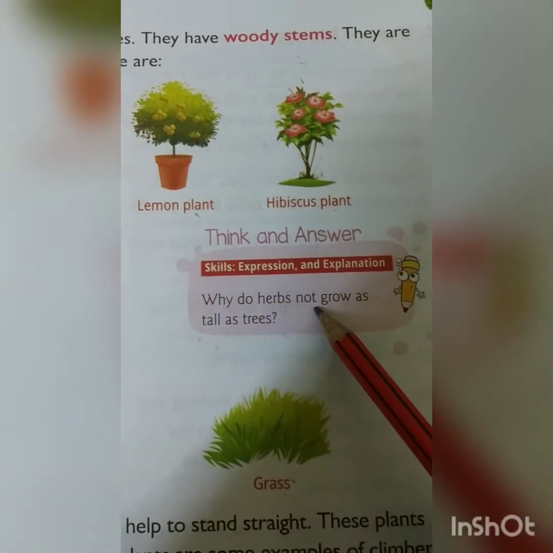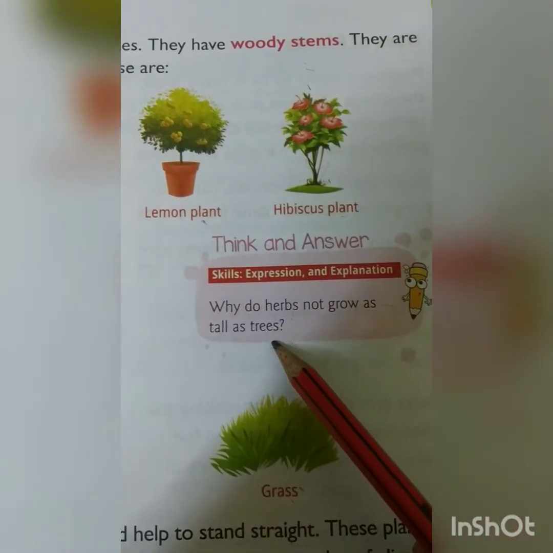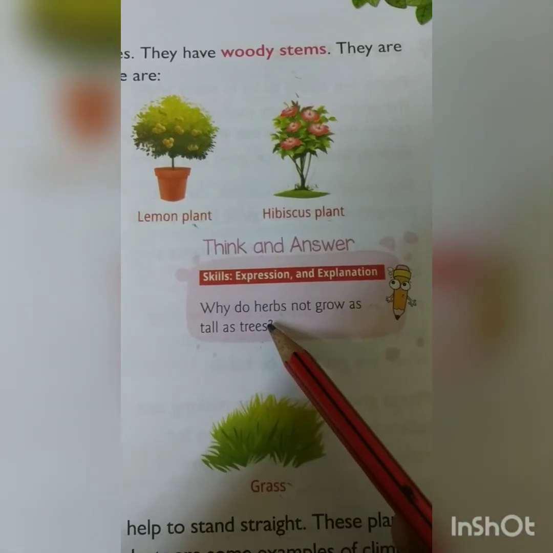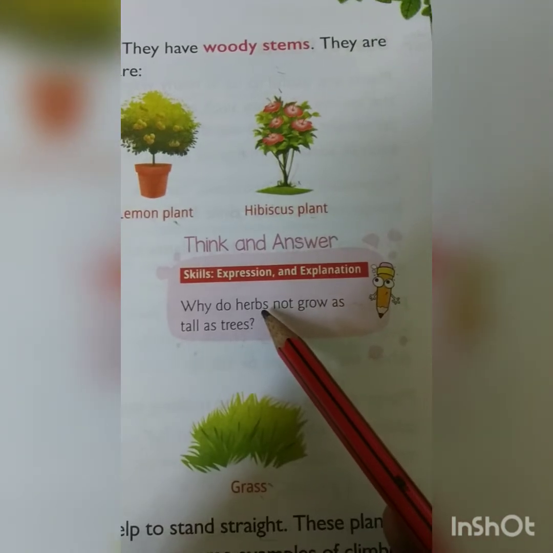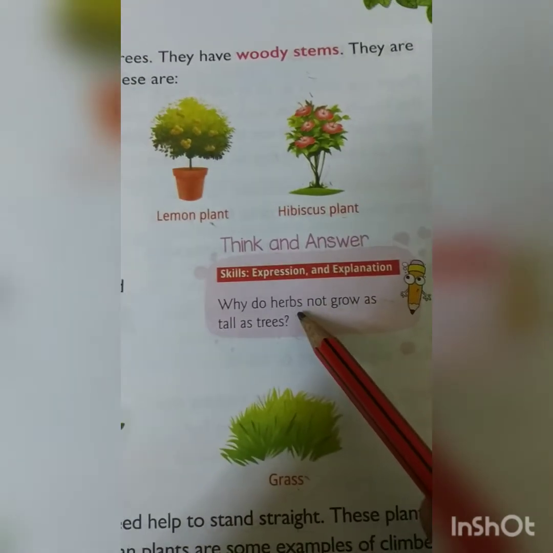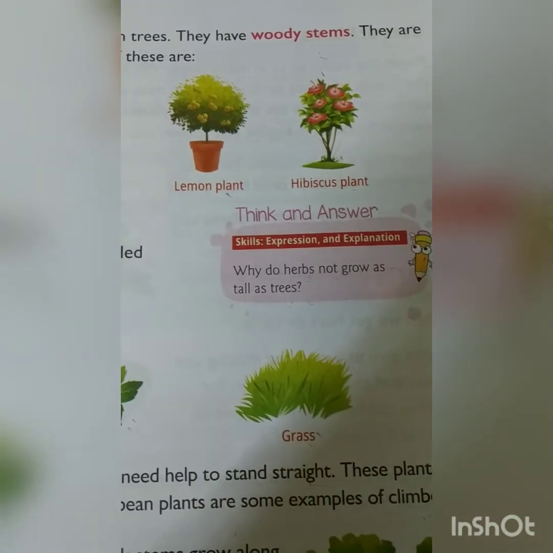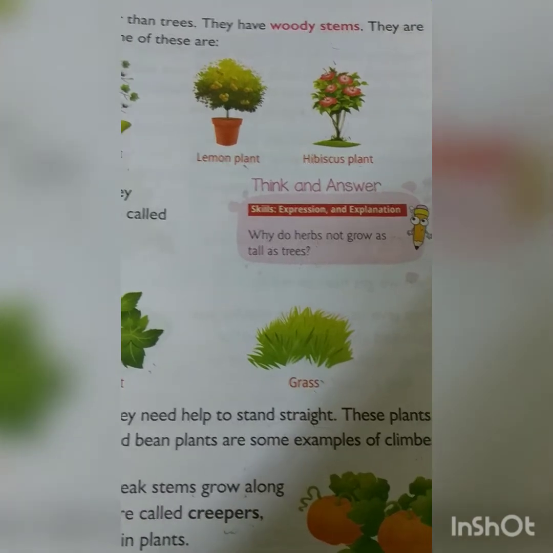Why do herbs not grow as tall as trees? Herbs do not grow as tall as trees because they have a very soft stem. That's why it will break. They are not very strong like trees. The stem is very soft.